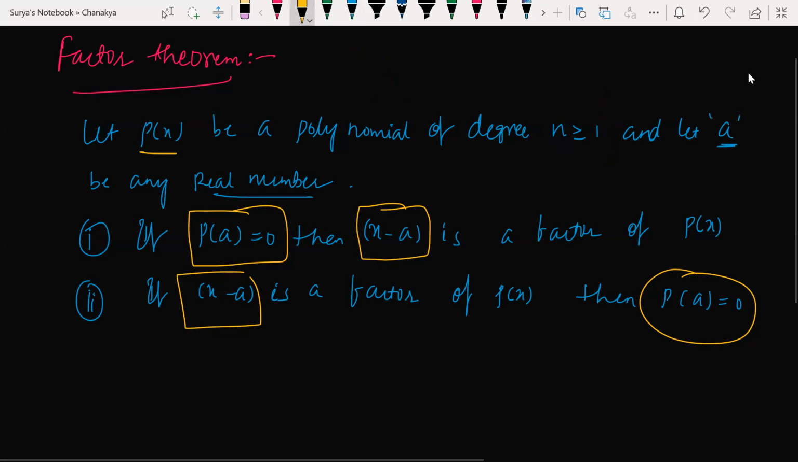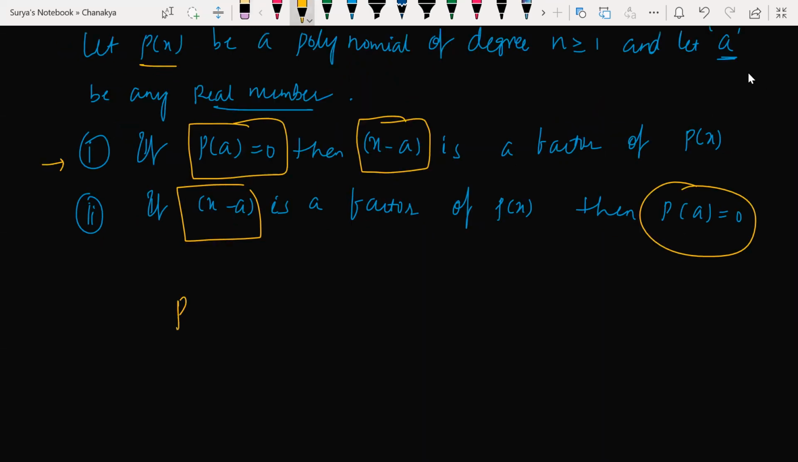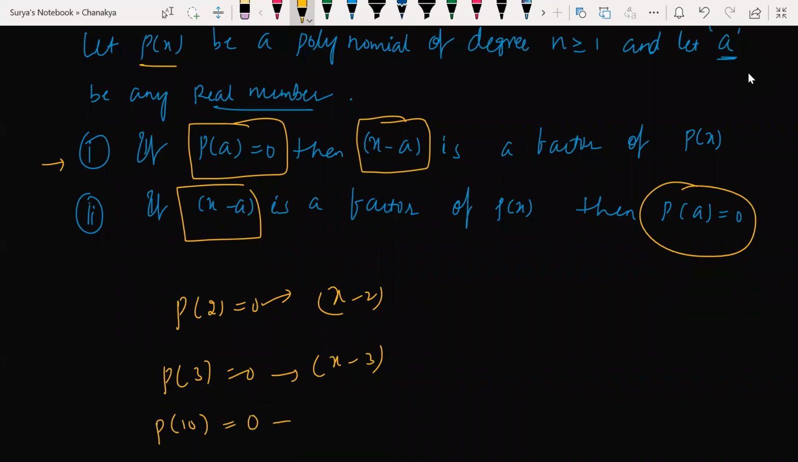Then what happens? If p of a is equal to 0, that is nothing but, if I substitute a in place of x and I'm getting 0, then x minus a is a factor. Suppose I write p of 2 is equal to 0, then I have to write x minus 2 is a factor. If p of 3 is equal to 0, then x minus 3 is a factor of the given polynomial. If p of 10 is equal to 0, then x minus 10 is a factor.